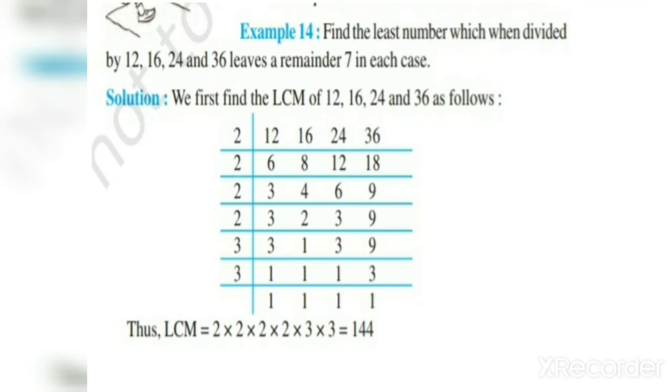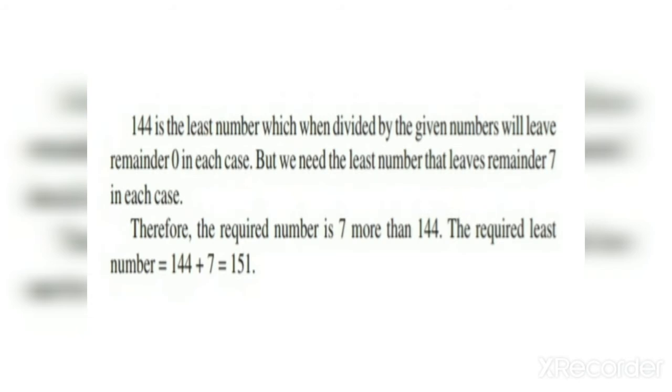The LCM of these 4 numbers is 144. But in the word problem, it's given that it leaves a remainder 7 in each case when divided by 12, 16, 24 and 36. And what will we do? LCM is 144. 144 is the least number which, when divided by the given numbers, will leave remainder 0 in each case. But we need the least number that leaves remainder 7 in each case.